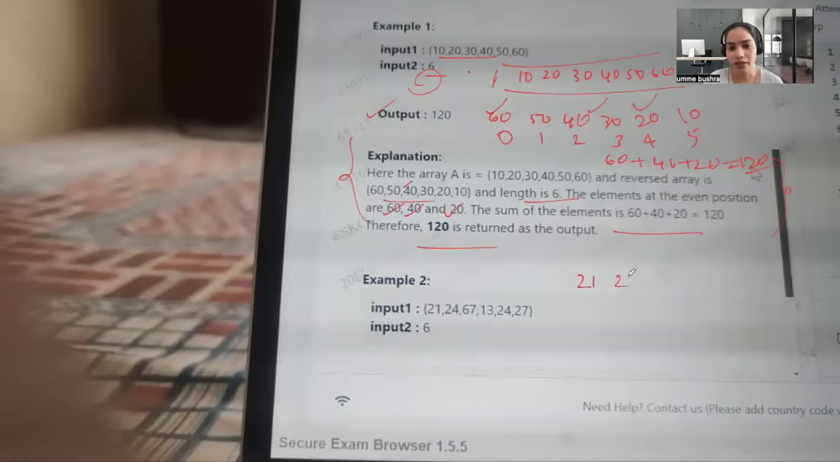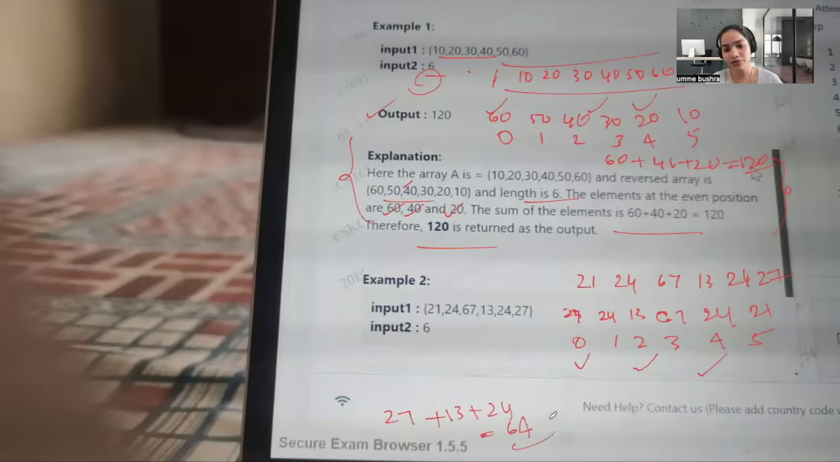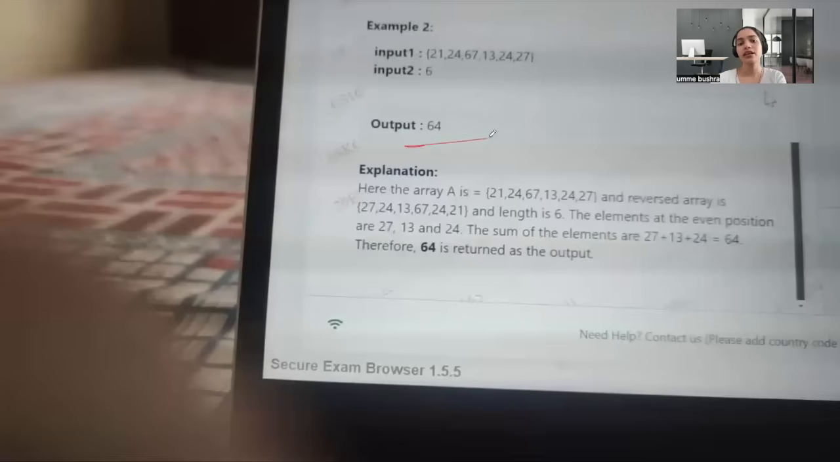So 21, 24, 67, 13, 24, 27. Step 1 is to reverse the array. So 27, 24, 13, 67, 24, 21. This is my reversed array. Now even indices: 0, 1, 2, 3, 4, and 5. So my even indices are 0, 2, and 4. So I'm going to find the sum of 27, 13, 24, which is equal to 64 if you calculate. Let's check if the output is correct. Yes, we have the output as 64, which means our explanation, whatever steps we have broken the problem down into, is correct.